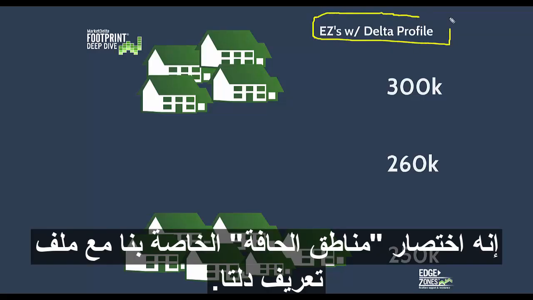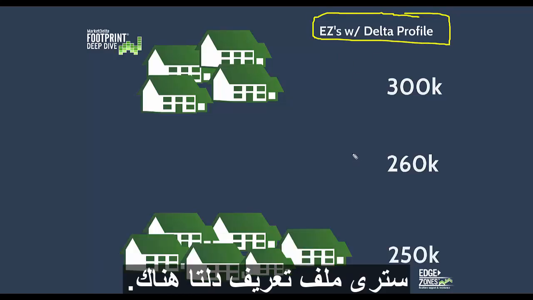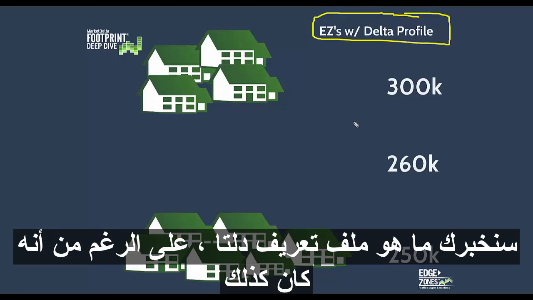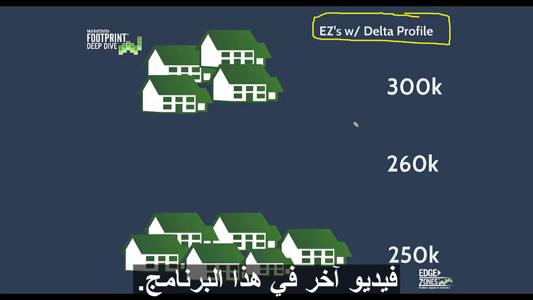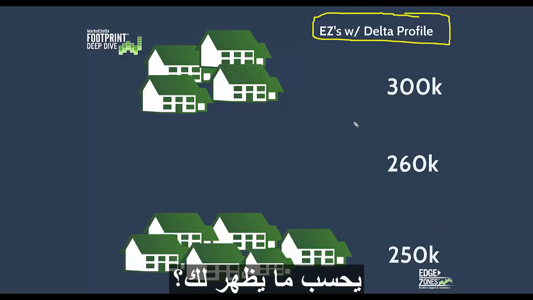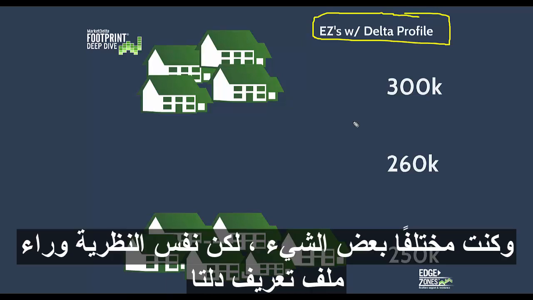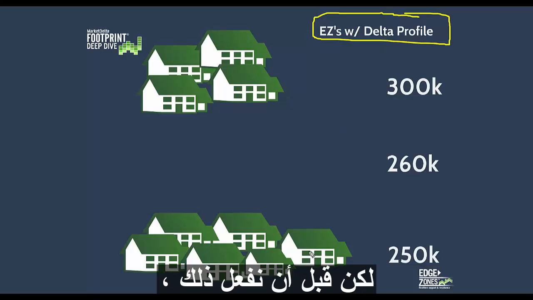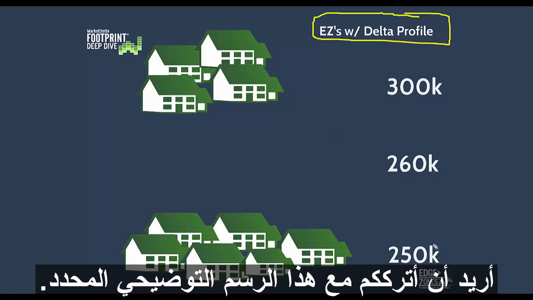EZs are what? Edge zones, the acronym for it, with the delta profile. And you don't see the delta profile up there. We're going to talk more about this in the next video. We're going to tell you what the delta profile is, even though it was covered in another video in this program. I think early on Trevor did it: the delta profile and how it calculates what it shows you, and how it's a little different, but the same theory is behind the delta profile and these edge zones. We're going to tie them together. But before we do that, I want to leave you with this particular illustration.